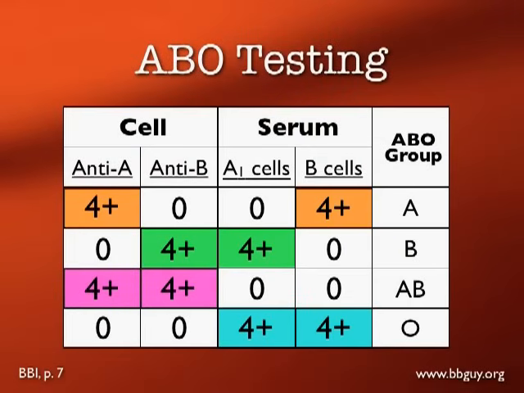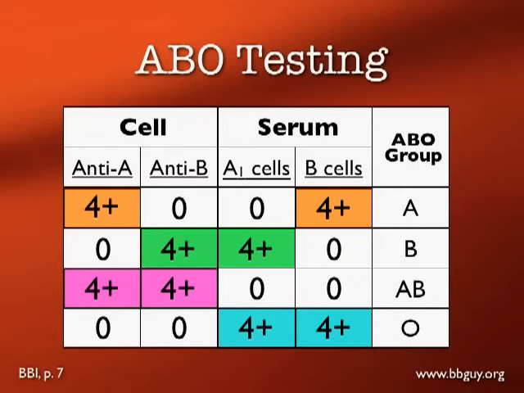We do ABO testing in the blood bank all the time, and it's important for you to have a good handle on it. Fortunately, this is not difficult to understand. There's several different names that this testing goes by, but on the left side of the table here, the cell testing, also known commonly as forward grouping.